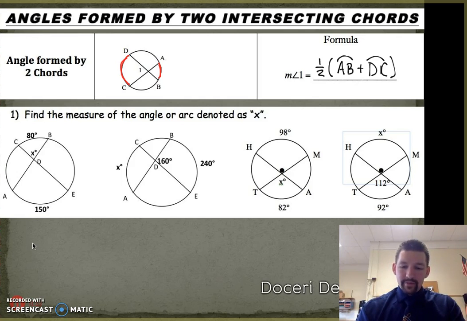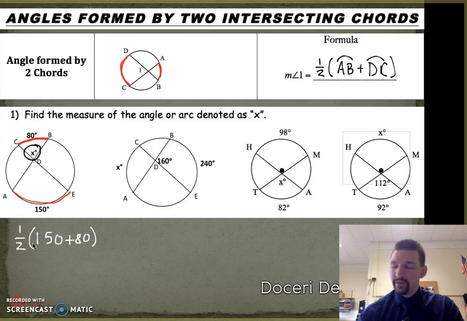So looking at a couple of examples here, the first one, we are looking for X, which is our angle right here. Well, the arcs that it intersects are here and here. So to find angle X, we are going to do 1/2 the sum of those two angles. So 150 plus 80. And when you put that into your calculator, 150 plus 80 gives you 230. And we're taking half of that. So you'll end up with 115 degrees as our angle there.